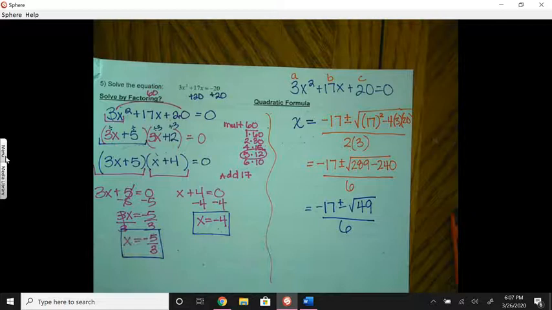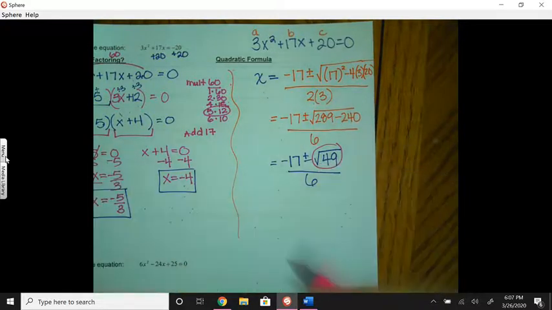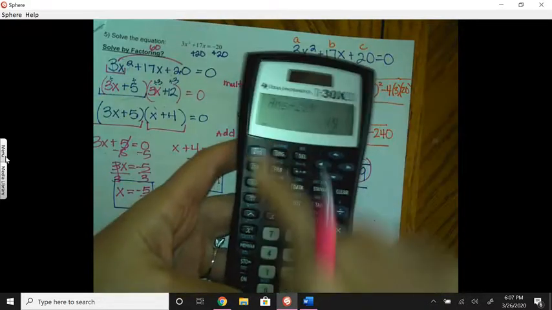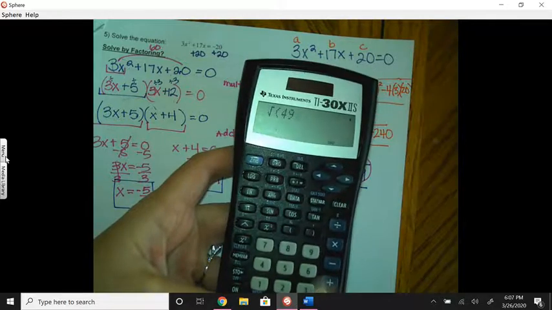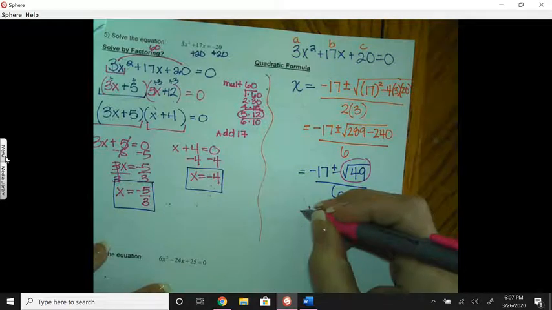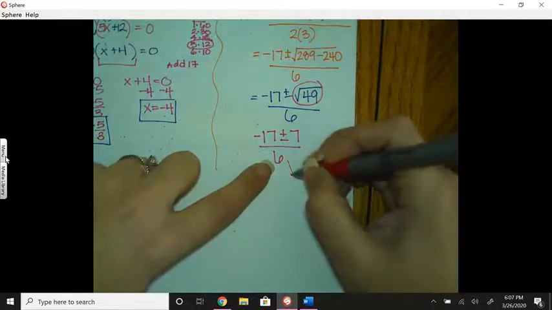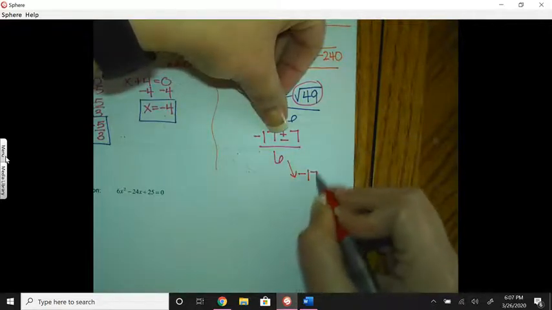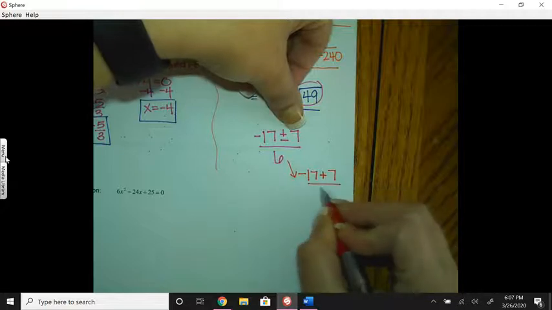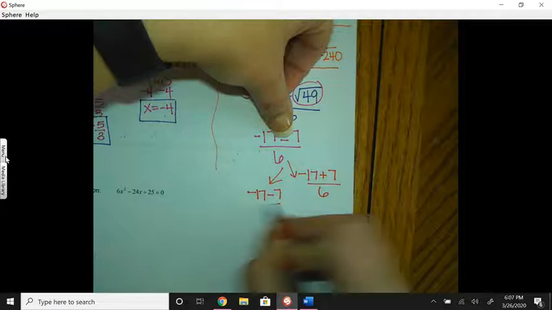And then when we get it down to when there's 3 numbers, we always start with the radical. We simplify the radical first, the square root of 49. So the square root of 49 is 7, because 7 times 7 is 49. So the radical's gone. So we'd have negative 17 plus or minus 7 all divided by 6. So now to get our two answers, we would do negative 17 plus 7 all divided by 6, and we would get negative 17 minus 7 all divided by 6.